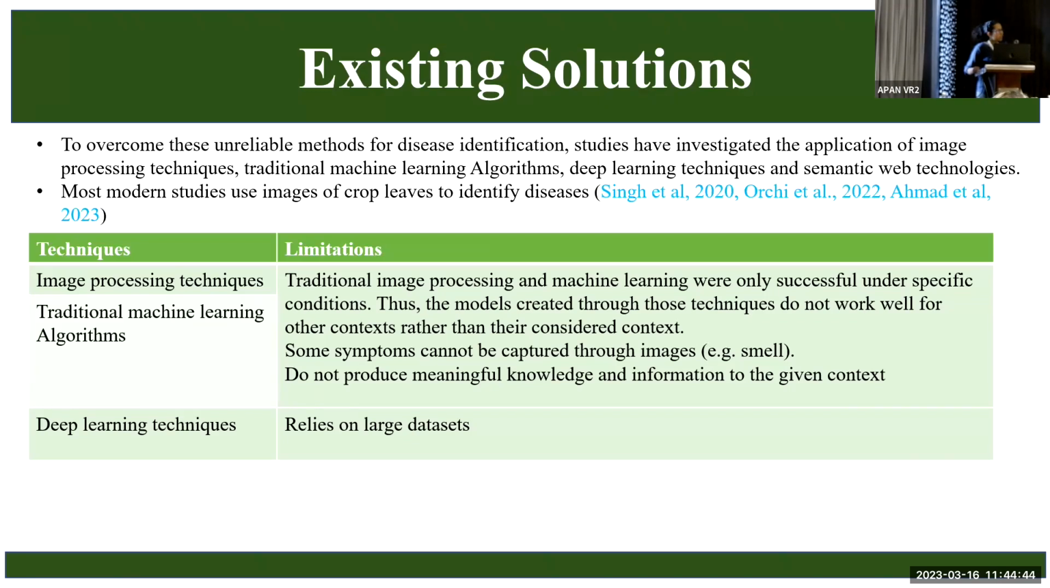Most machine learning models work well only under specific conditions. When it goes to a real practical situation, sometimes it will not work well. Also, some symptoms cannot be captured. Most machine learning and image processing techniques are based on images, meaning they are trained with the symptoms shown in images. Sometimes some diseases cannot be captured in an image, like smell. In such a situation, machine learning techniques will not work well.